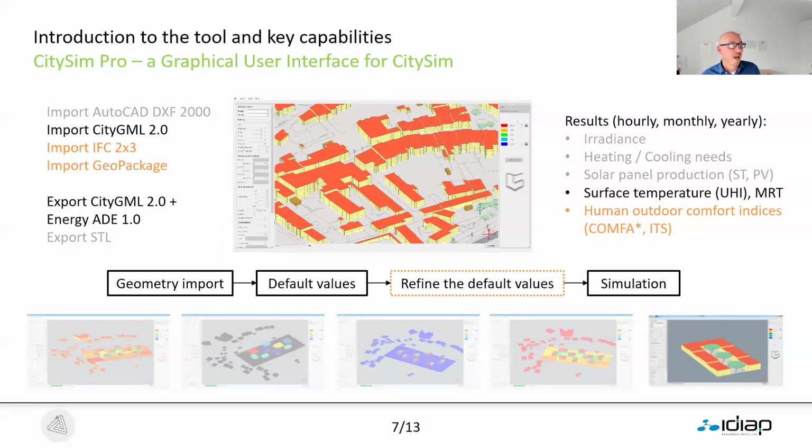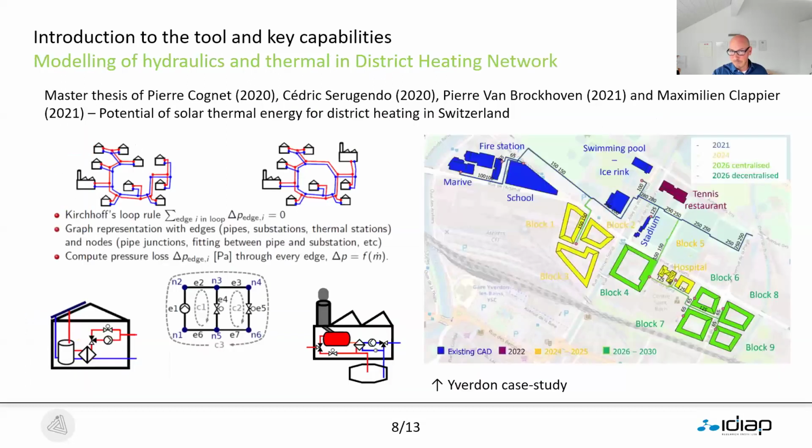So we also added the export in CityGML 2.0 plus the Energy ADE 1.0. So that was interesting to also output all the results of CitySim in a specific format that is compatible with other tools, so that you can load and compare the simulation results with other tools. And that's basically all the new developments that we did so far. And right now we are working on adding specifically two more comfort indices, but I'll tell you more about it after a few slides.